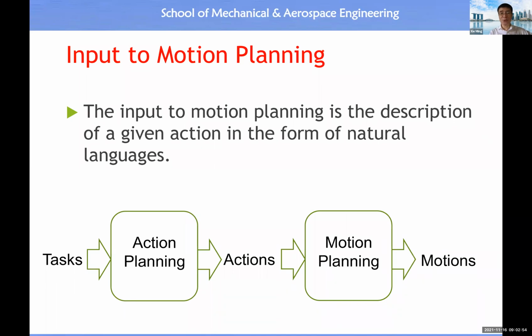So the input to motion planning, from this diagram, immediately you understand, should be the action description. And the action description is in the form of natural language or human language. In this case, immediately you understand it will be very tough for today's robot to understand a description in the form of complex human language.